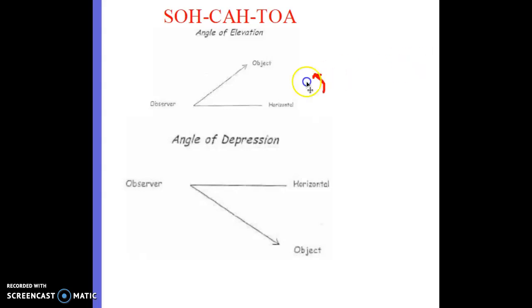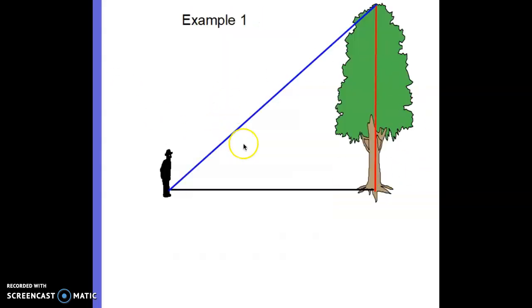And just a couple words that you need to remember: here's an angle of elevation, from the horizontal up, and the one that always gets kids is an angle of depression, from the horizontal down. So here's our first problem.